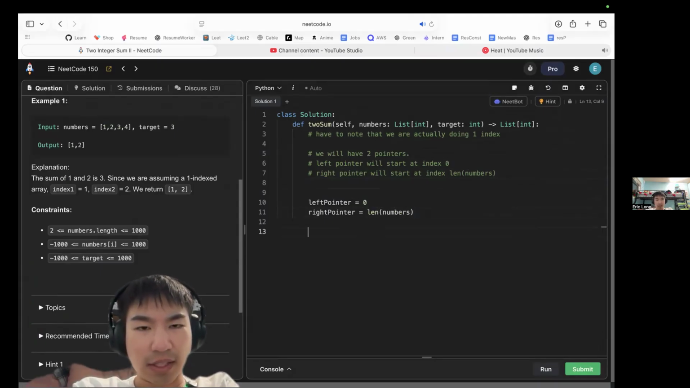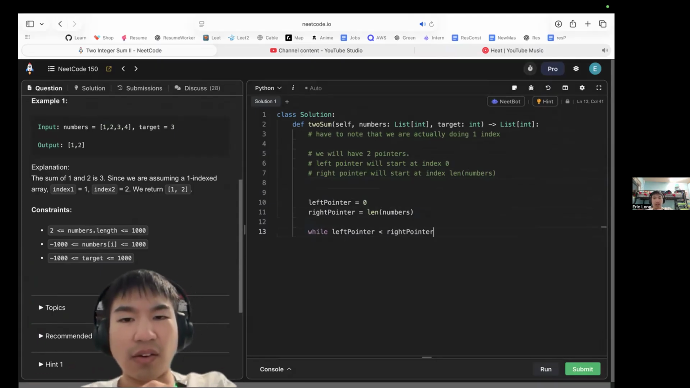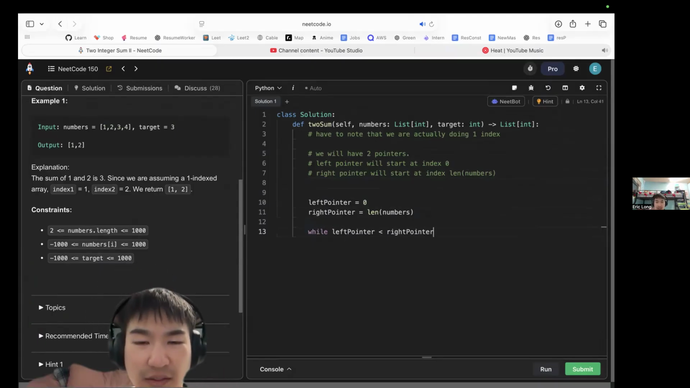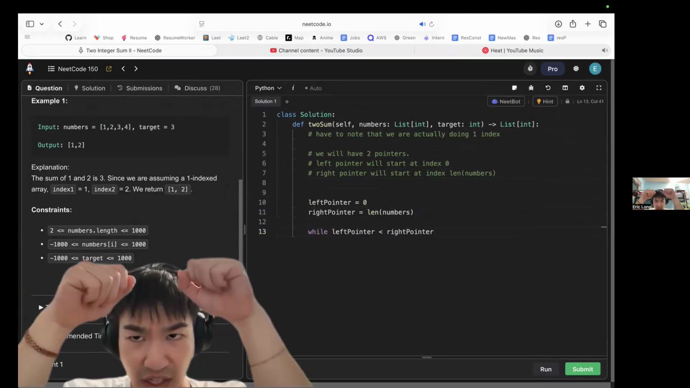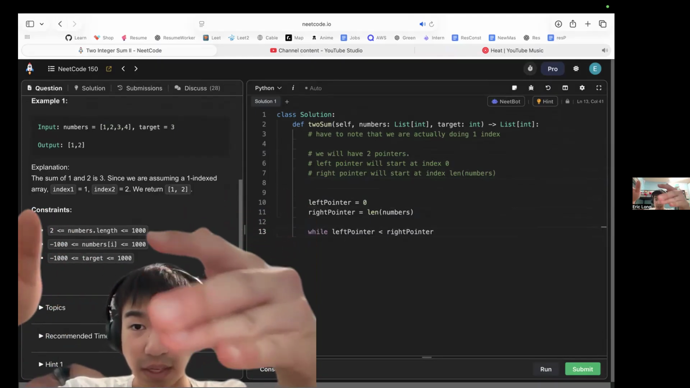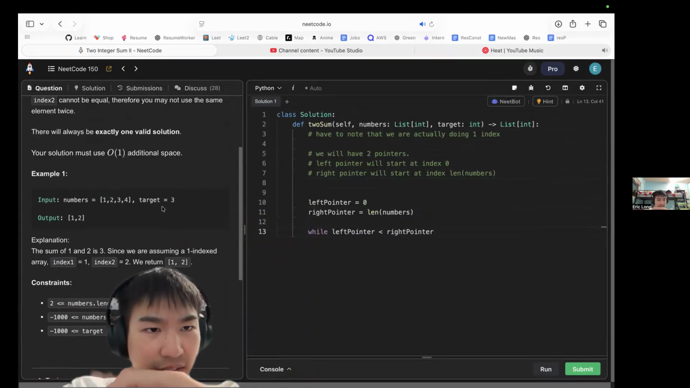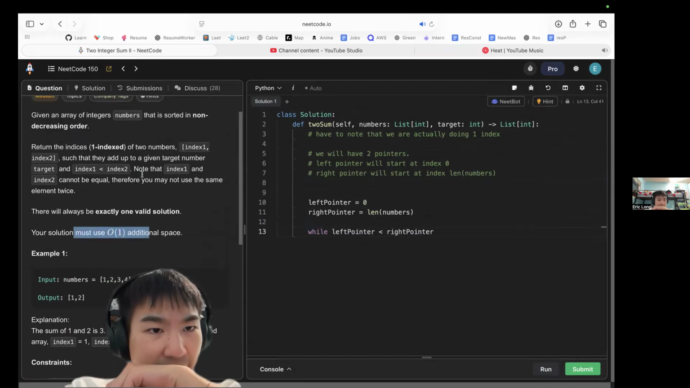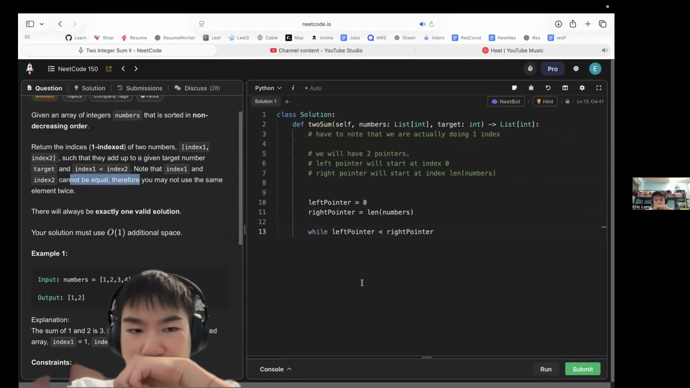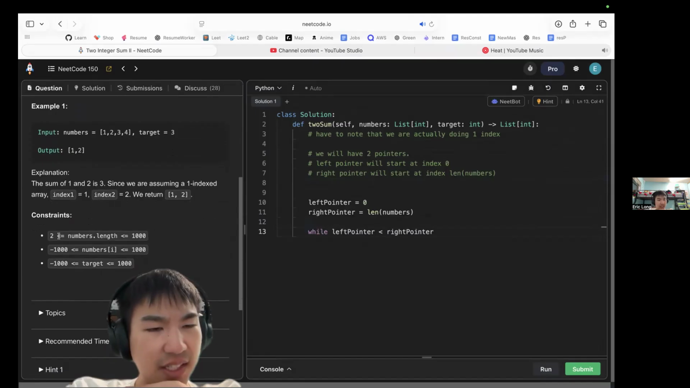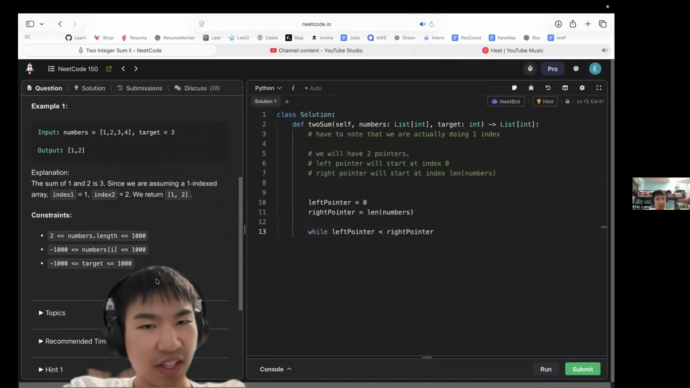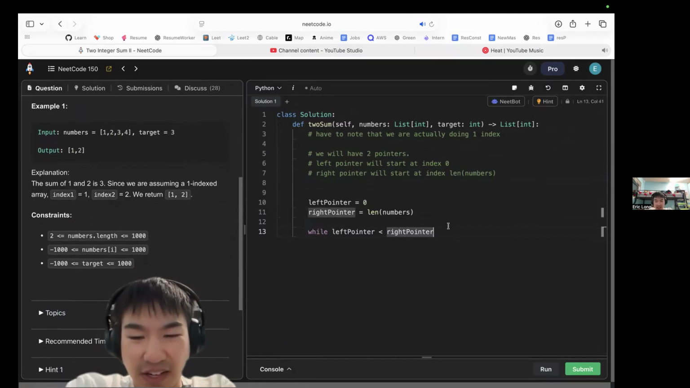Okay, and now we can see target. So I would say while left pointer is less than right pointer, right? Because right pointer has to be bigger than left pointer. They can't be equal, because if they are equal, then we're using the same index twice, and that's not allowed, as you can see right here. Let's look at these constraints. Okay, nothing crazy. Let's go ahead and continue then.